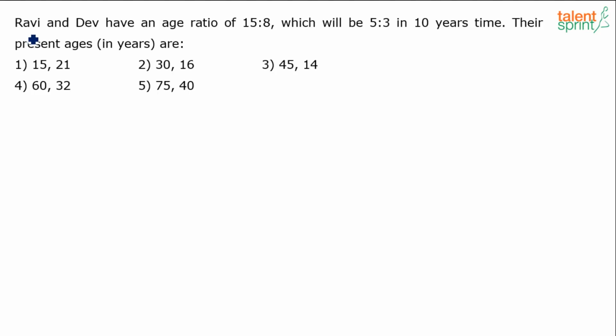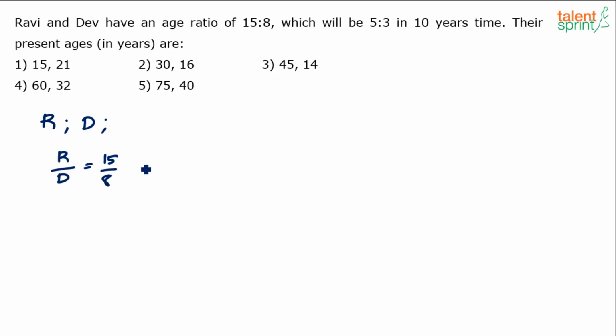Rereading the question once: Ravi and Dev have an age ratio of 15:8, and this will become 5:3 in 10 years of time. The present ages are... Let me solve the question in a regular way first. Let's assume Ravi's present age is R and Dev's present age is D. Their present ages are in the ratio of 15:8, which means R by D is equal to 15 by 8.